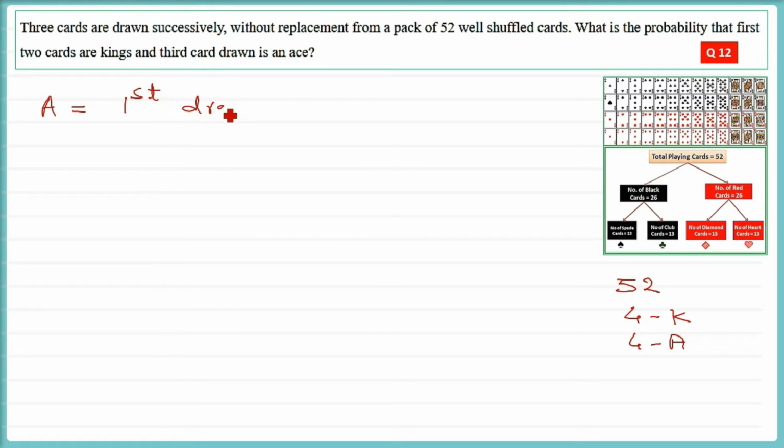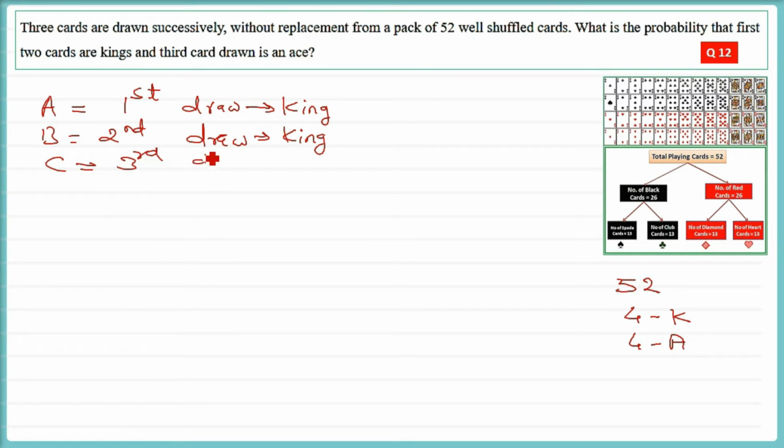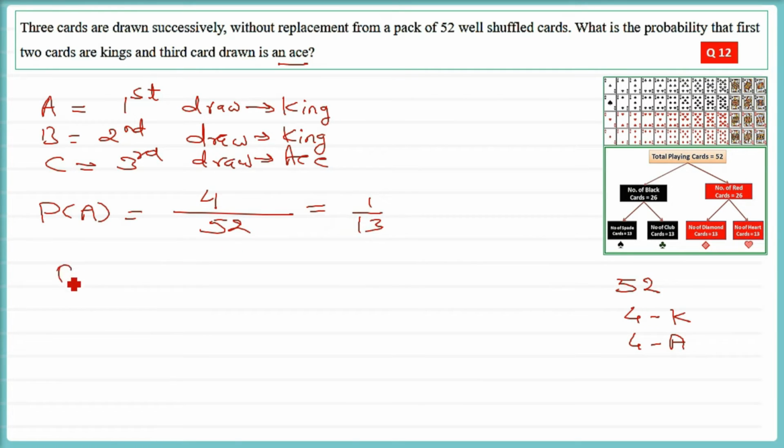So A will be the event of the first card drawn coming out to be a king, B the second draw also providing a king, and C, the third one, coming out to be an ace. So probability of getting the king: there are in all 52 cards, so total number of cases is 52. Now king is 4, sorry. So there are 4 kings, so any of them can come. 4 by 52 is the probability of getting the king in the first go.